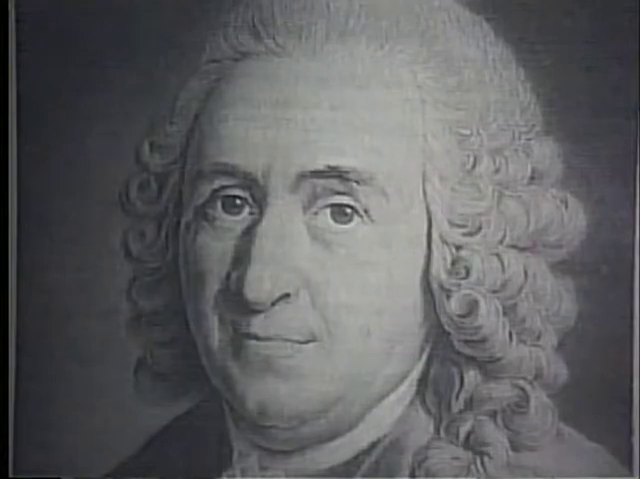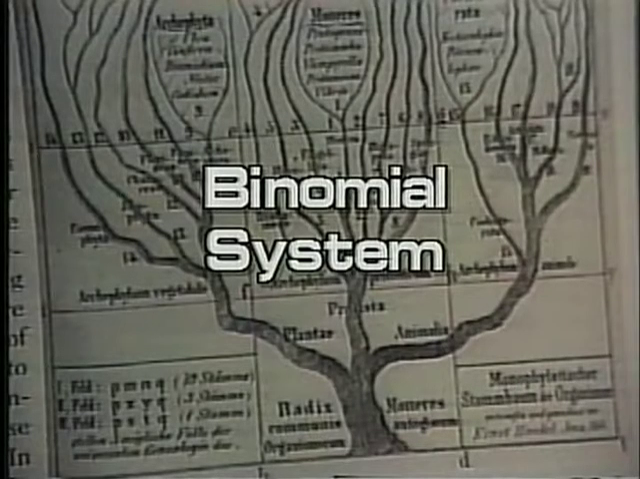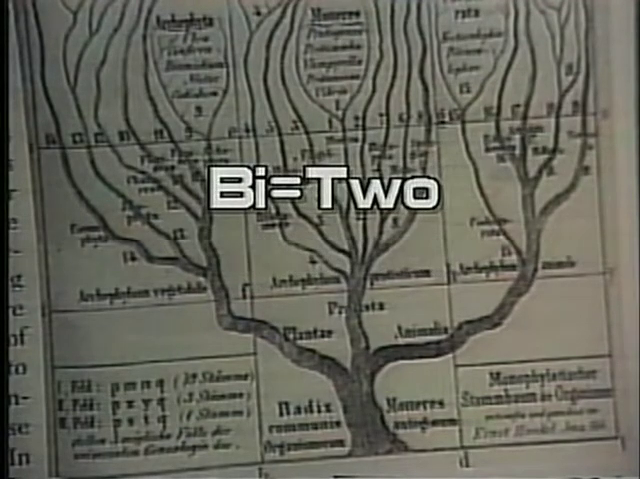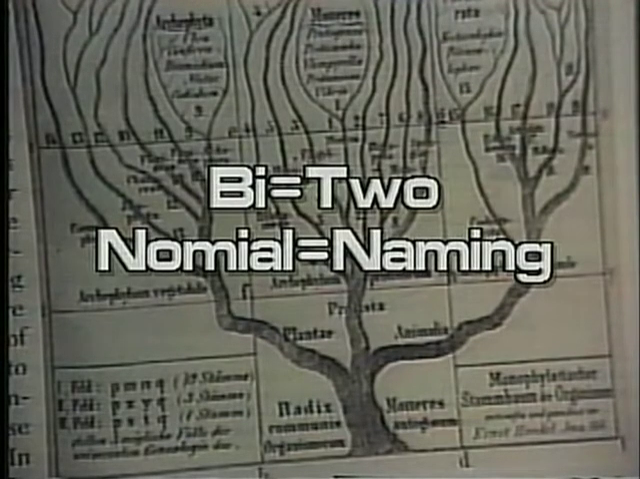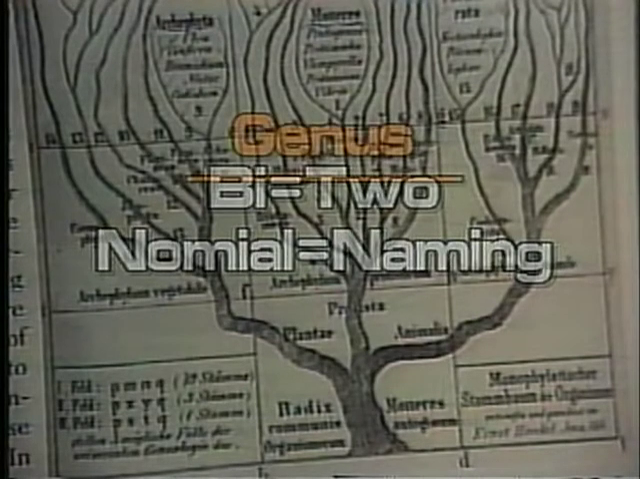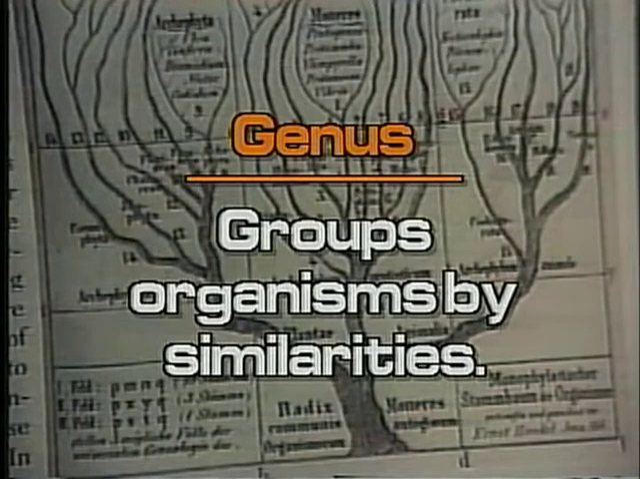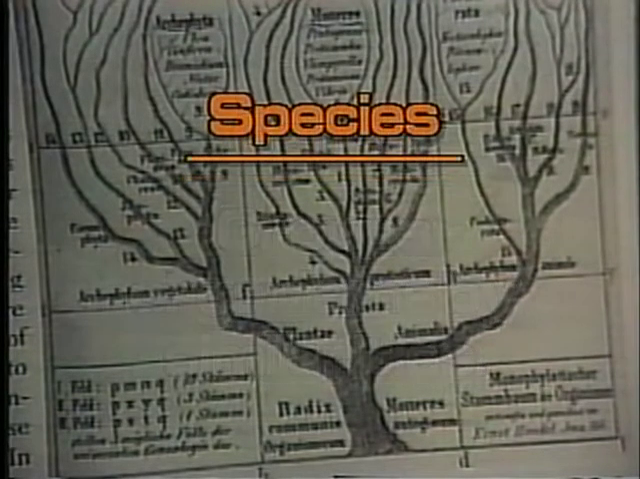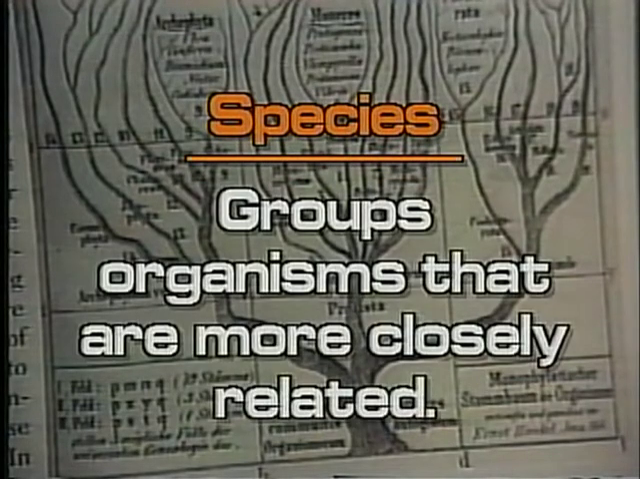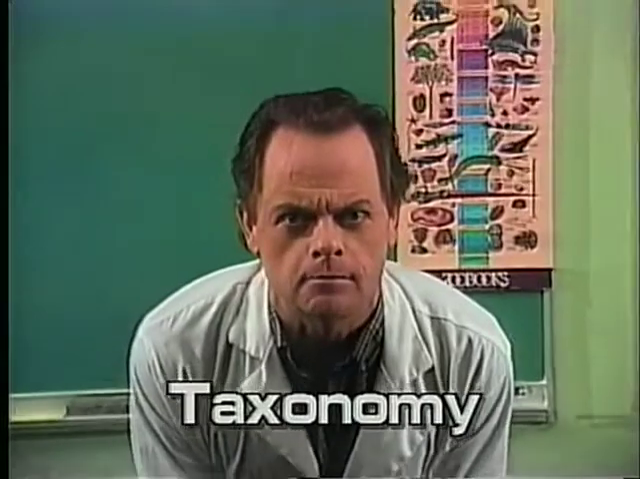In the mid-18th century, Swedish scientist Carl von Linné, also known as Linnaeus, developed a system of organizing and naming plants and animals called the binomial system of nomenclature. Bi meaning two, and nomial for naming. This classification gave living things two names. The first name is the genus name, which groups organisms by similarities. The second name is the species, which groups the organisms within the genus that are more closely related. The naming and classifying of living organisms is called taxonomy.